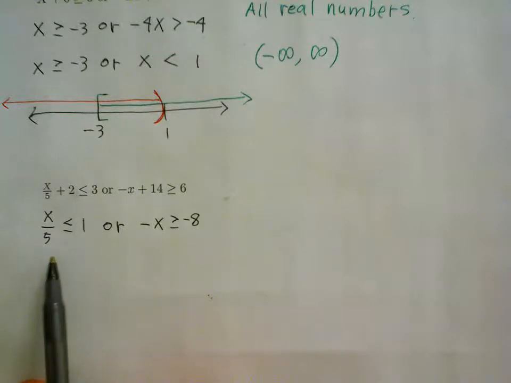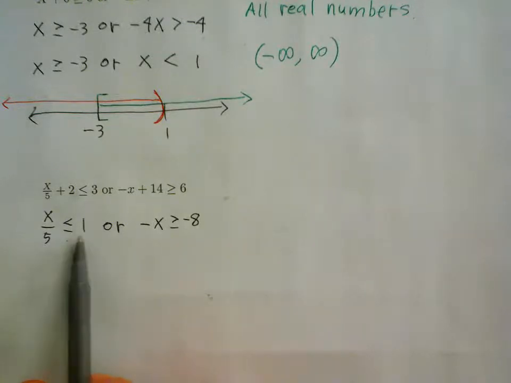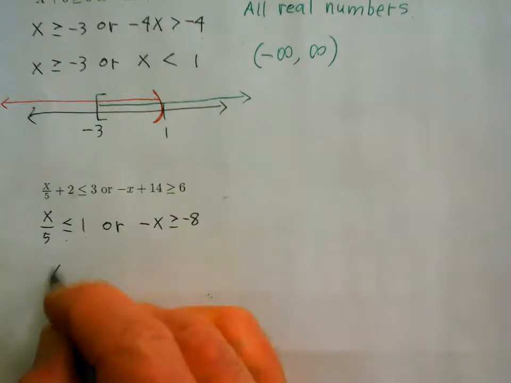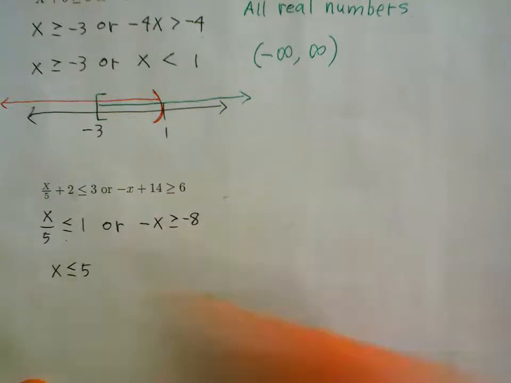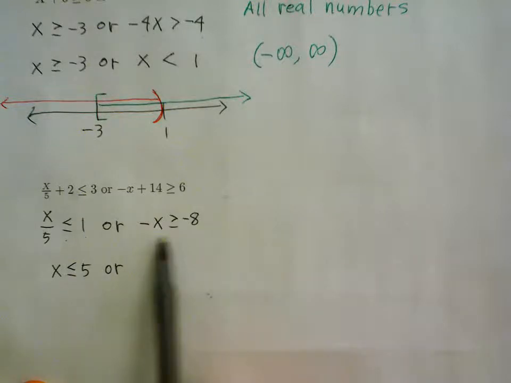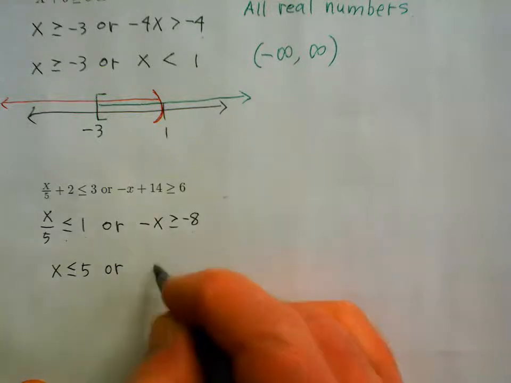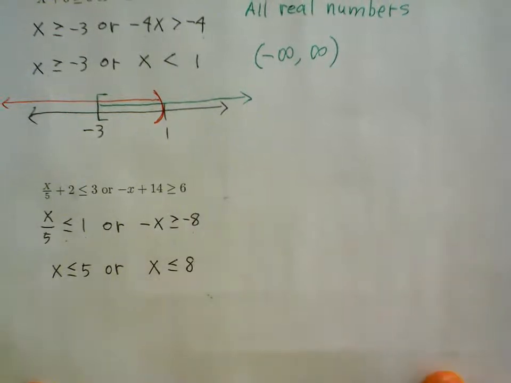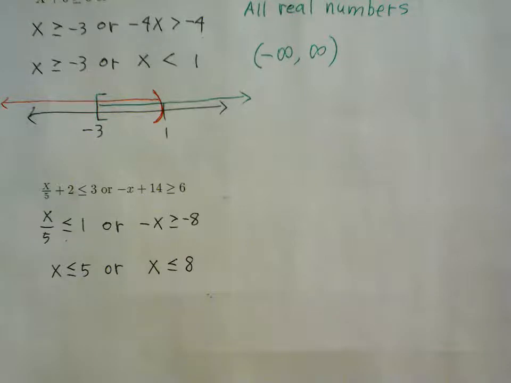Then in the next line, if x divided by 5 is less than or equal to 1, multiply both sides by 5, and we get x is less than or equal to 5. And then, or for the other one, negative x is greater than or equal to negative 8. Divide both sides by negative 1, and we get x is less than or equal to positive 8. So a number is a solution if that number satisfies at least one of those inequalities.